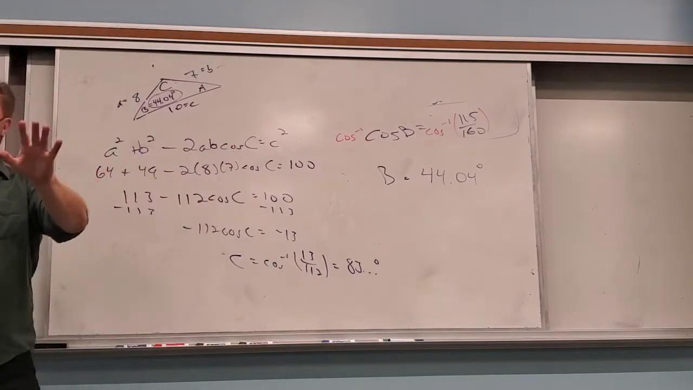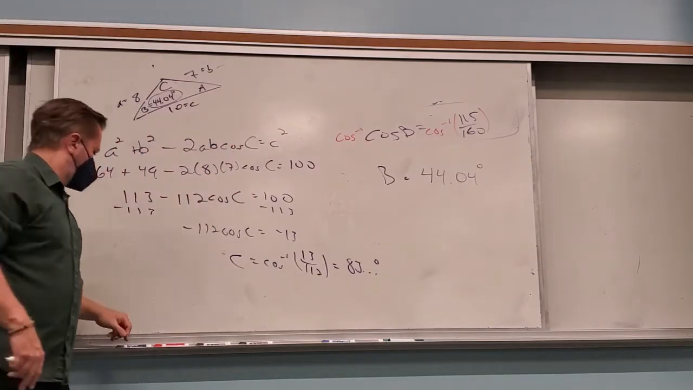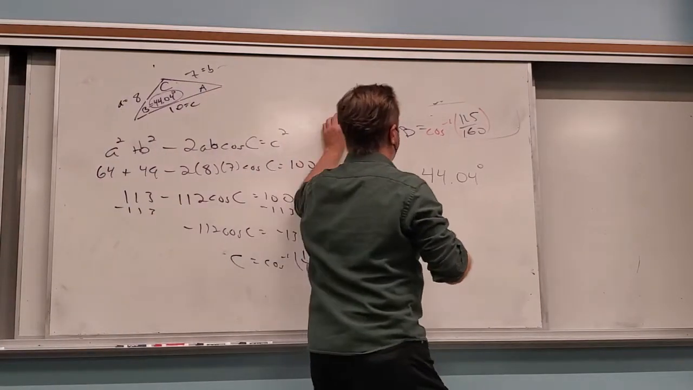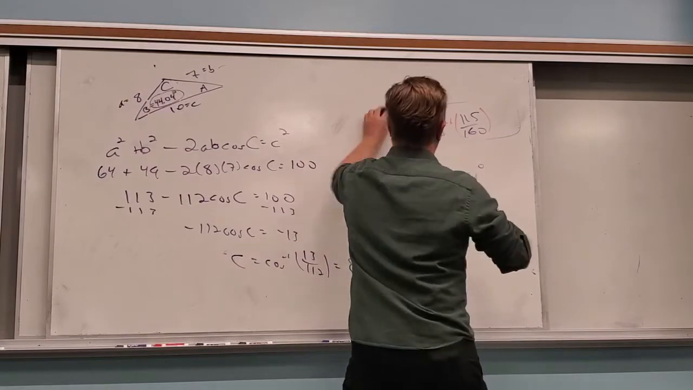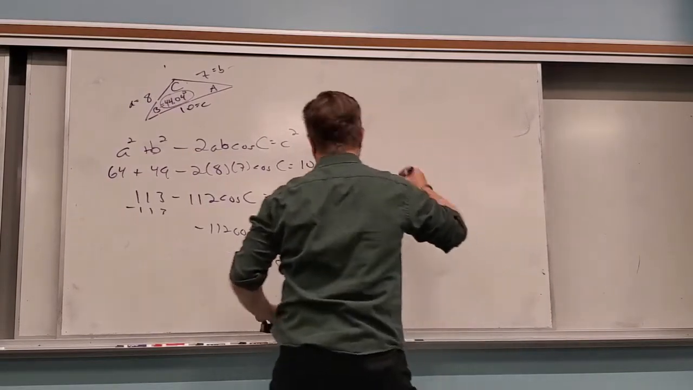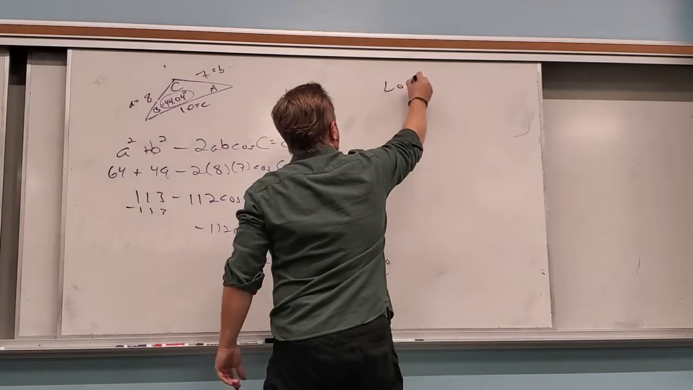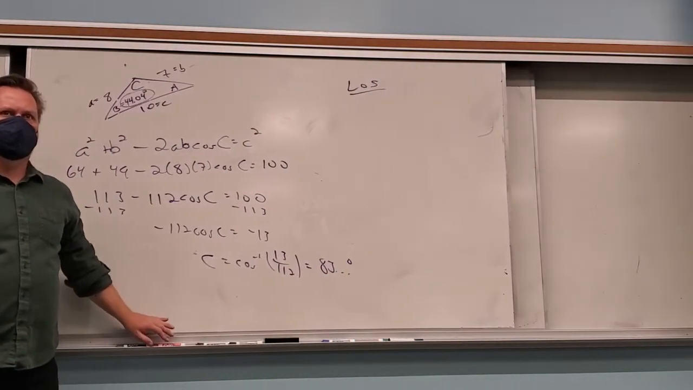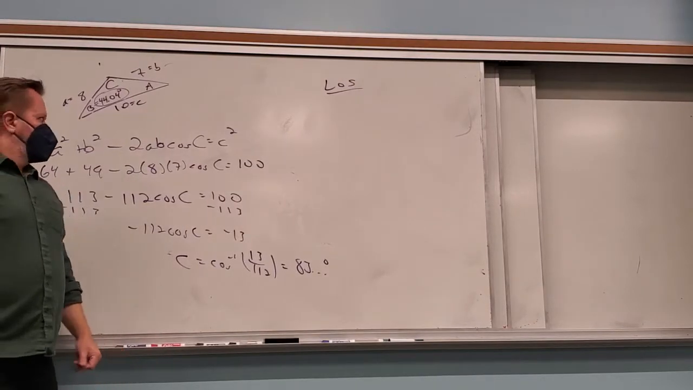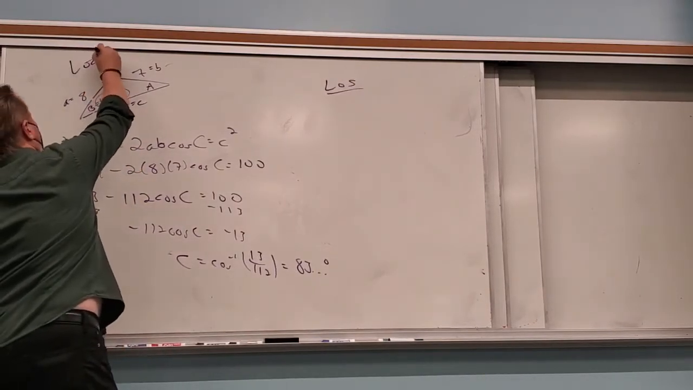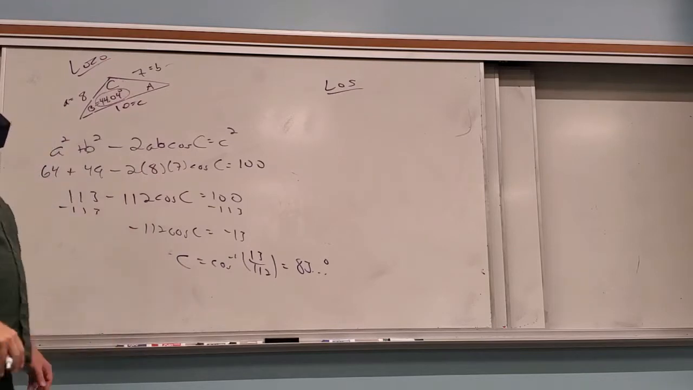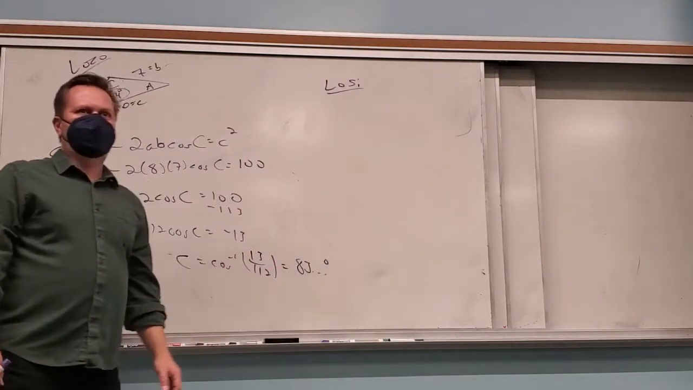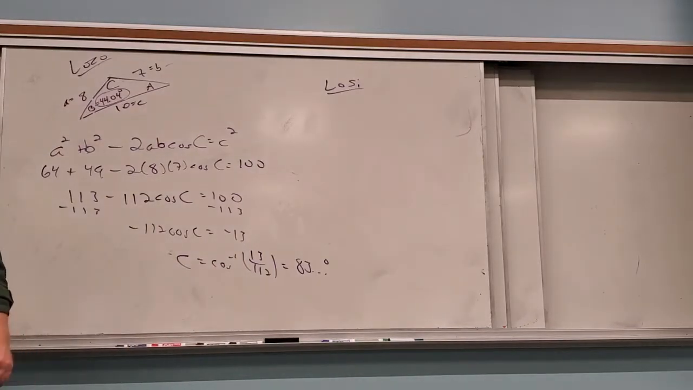Let's try law of sines. It's got to come out the same. So if I want to figure out angle C, but I want to do it with law of sines, oh, no, okay. How would I set that up? Law of sines. Law of cosines is LoCo. I guess I could call this loci. Sure. Law of sines, LoCo and loci.